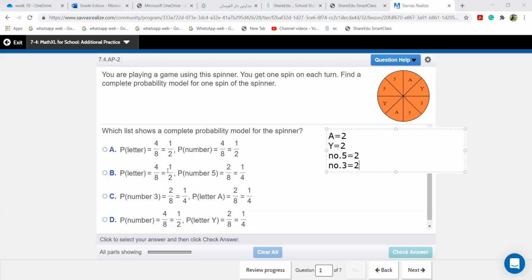Because there are 4 letters. And P of number is again 4 over 8. Because there are 4 numbers and there are 4 letters. See, you have 4 letters, 2 plus 2, 4. Are you able to understand? And you have how many numbers? You have 4 numbers. So probability of letters is 4 over 8. Probability of number is again 4 over 8. So both are 4 over 8.